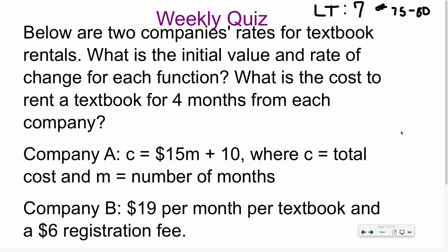So you're answering the two questions. What is the initial value and rate of change for each function? And what is the cost to rent a textbook for 4 months from each company? When you are done, this can go on your DOL sheet, by the way. When you're done, into the DOL bin, you have two options.